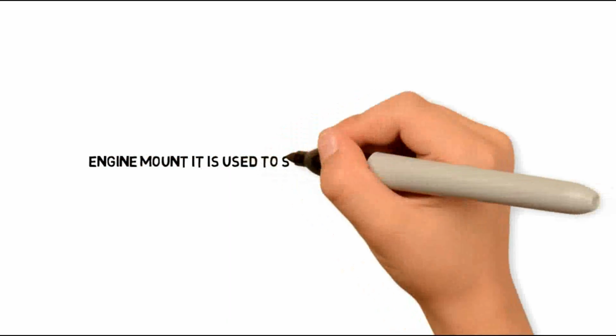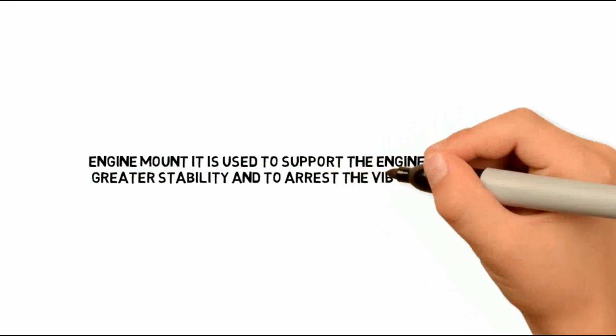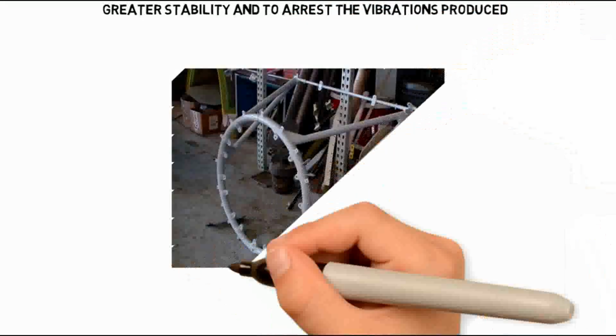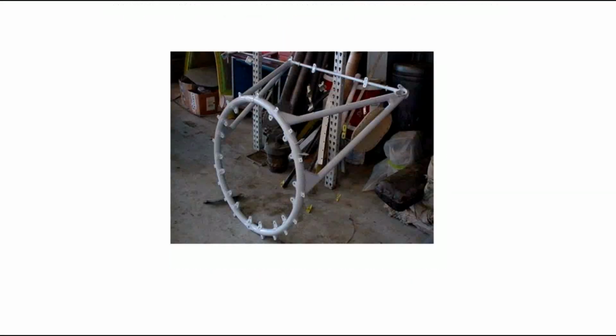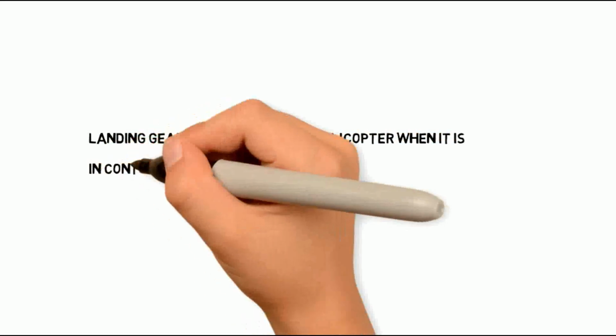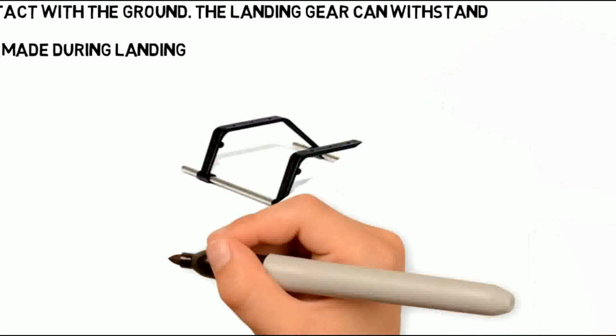Other components are the engine mount. It is used to support the engine for greater stability and to arrest the vibrations produced. And the last one is the landing gear. They support the helicopter when it is in contact with the ground. The landing gear can withstand loads made during landing.